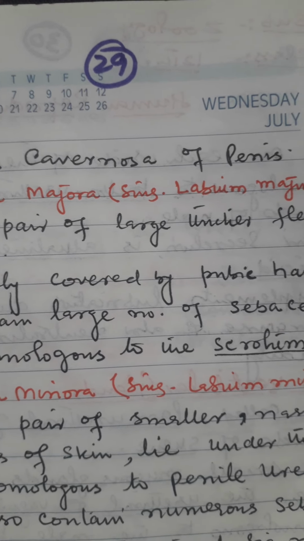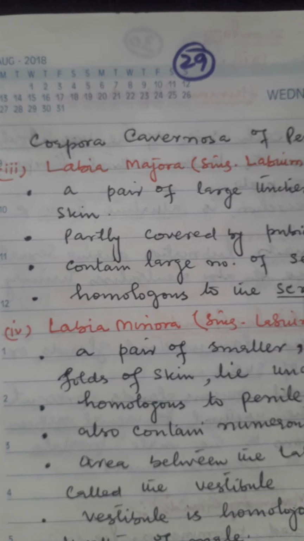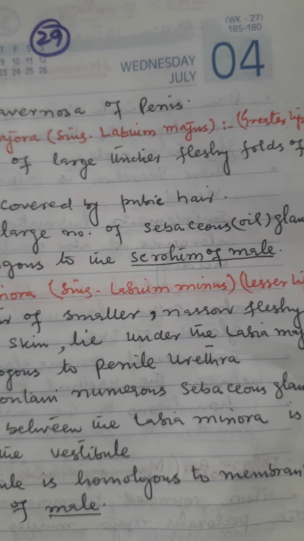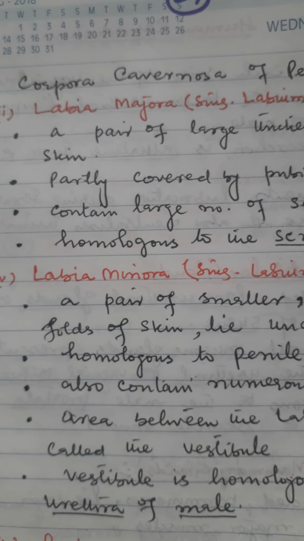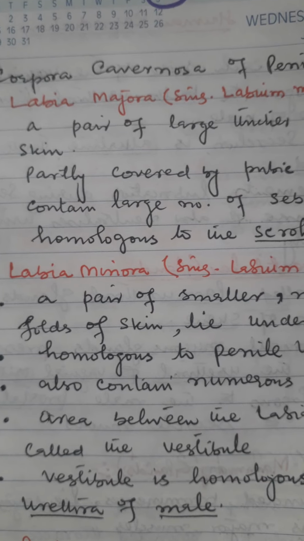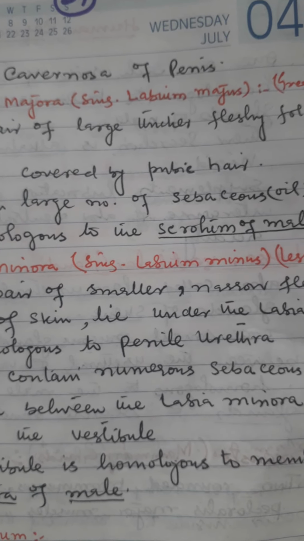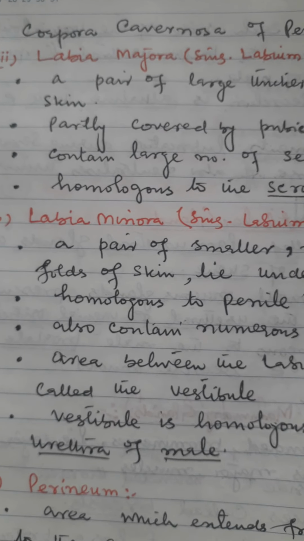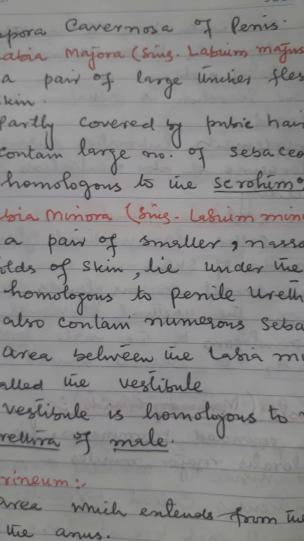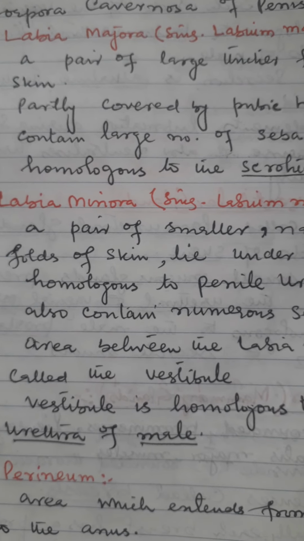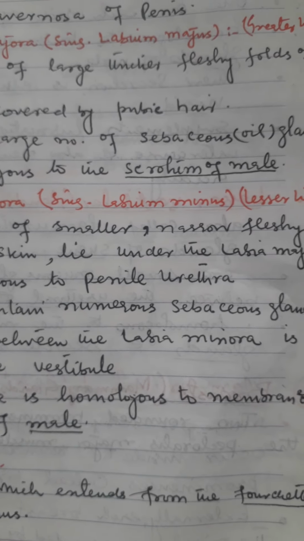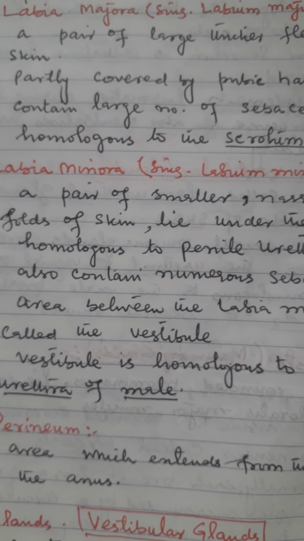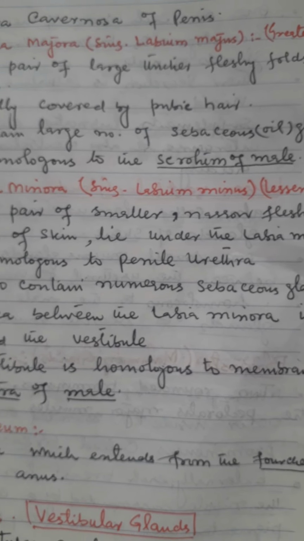corpora cavernosa of penis. Now labia majora or singular labium majus or greater lips. Labia majora is a pair of large, thicker, fleshy folds of skin, partly covered by pubic hair, containing large number of sebaceous or oil glands. Labia majora is homologous to the scrotum of male.